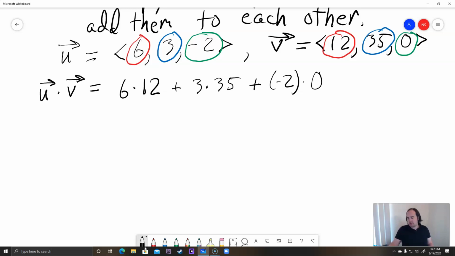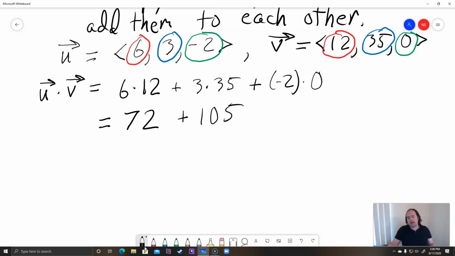Okay, so that's what I mean when I say you multiply each component individually, and then you add all of those components to each other. So here we're going to have 6 times 12, which is 72. And then 3 times 35, well, 3 times 5 is 15, 3 times 30 is 90, so that's going to be 105. So we have 72 plus 105. And then negative 2 times 0 is just 0.